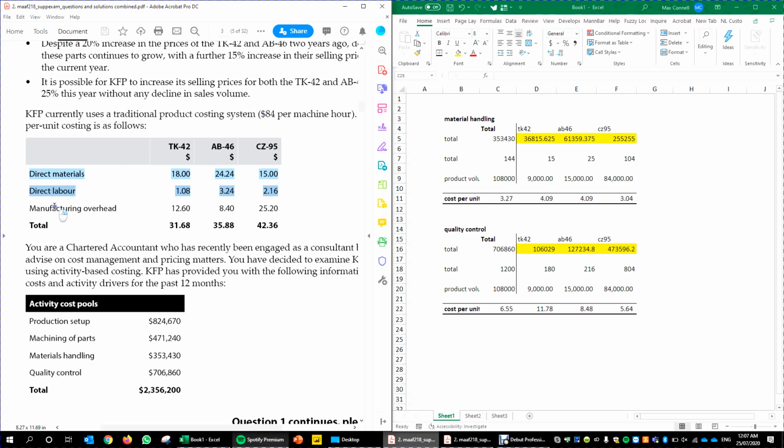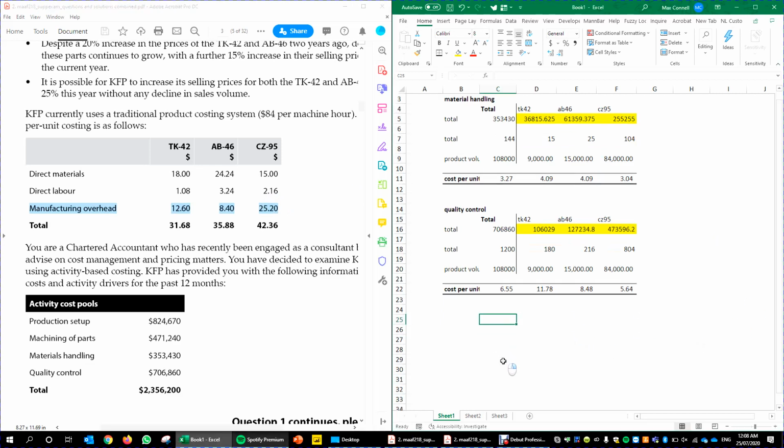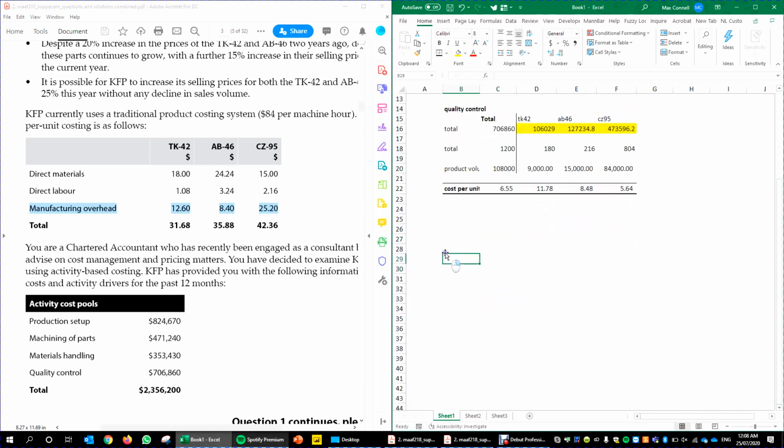So what this question is asking us to do is to basically replace this manufacturing overhead, which is determined using the old traditional product costing system, with our revised estimate of overheads per unit, incorporating activity-based costing. So the way we're going to do this is, let's set up a new table down below. We're still going to say TK42 and so forth down here. And we're going to revise this.